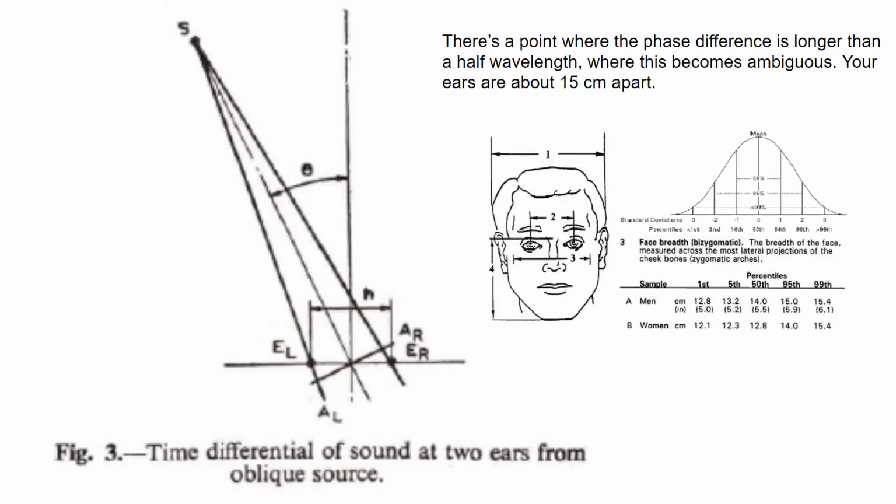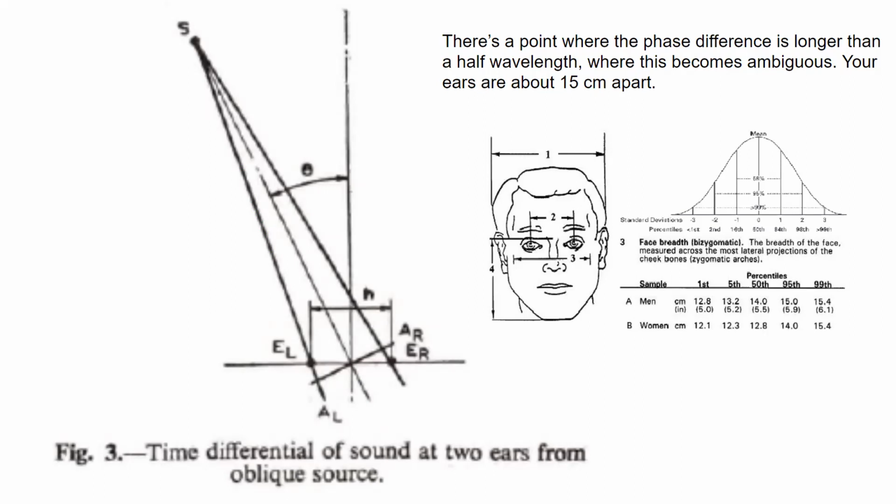The reason that phase difference is not used when it gets bigger than 1600 hertz is because it's not useful anymore. It becomes ambiguous, because now the phase difference for the higher frequencies is more than a half wavelength, and you're not going to be able to know what cycle of the wave you're in, and you can't do anything useful. So that happens to correspond to the difference between your ears.